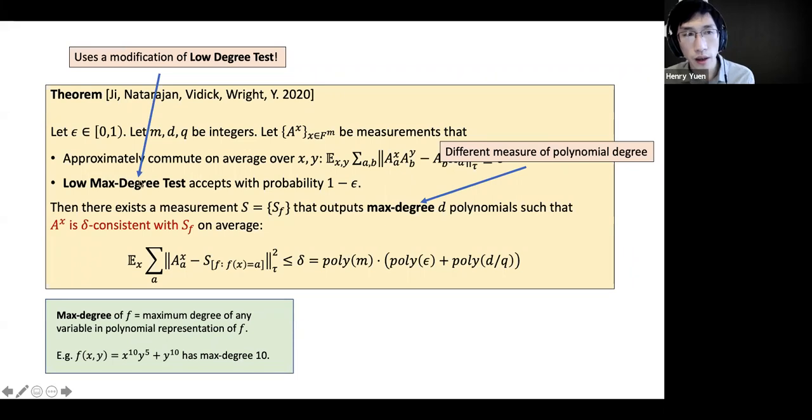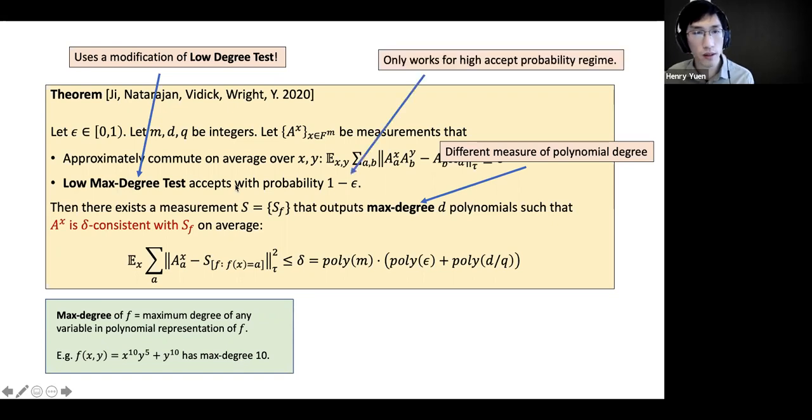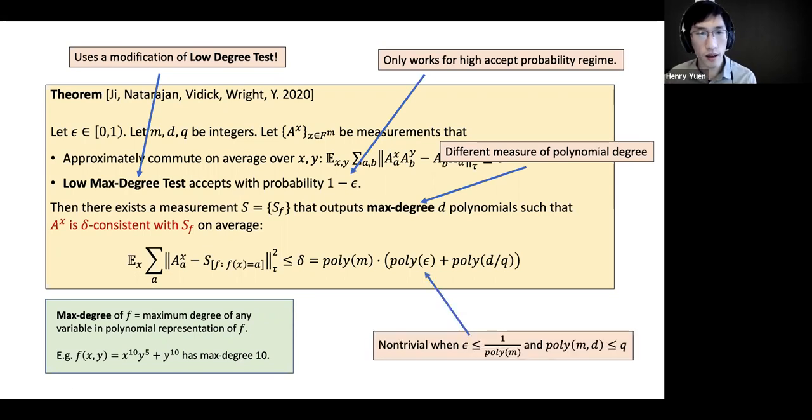We're going to use a modification of the low degree test called the low max degree test. Like I said, this test only works in the high probability regime. But the important thing is that we get a non-trivial statement with epsilon being 1 over polynomial in M. So epsilon doesn't have to be doubly exponentially small. It only has to be polynomially small in the vector space dimension M.